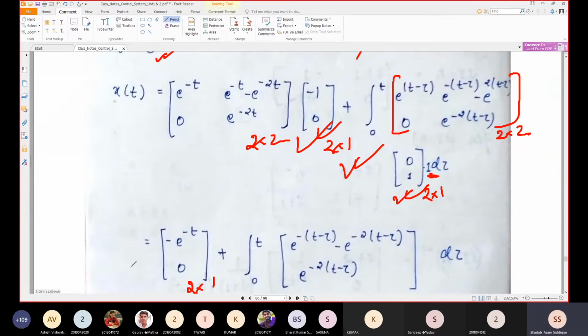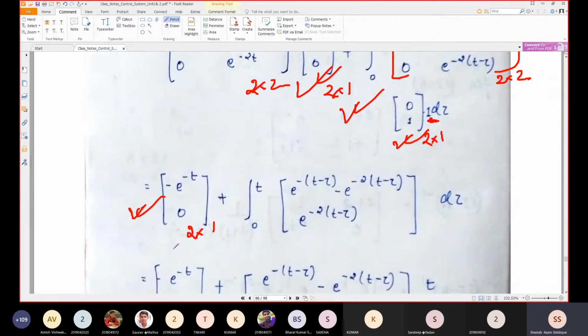So this is the 2 cross 1 matrix which we have got. Now we can solve the integration. We should multiply first, and after that we will integrate. Okay, so we have taken this multiplication.